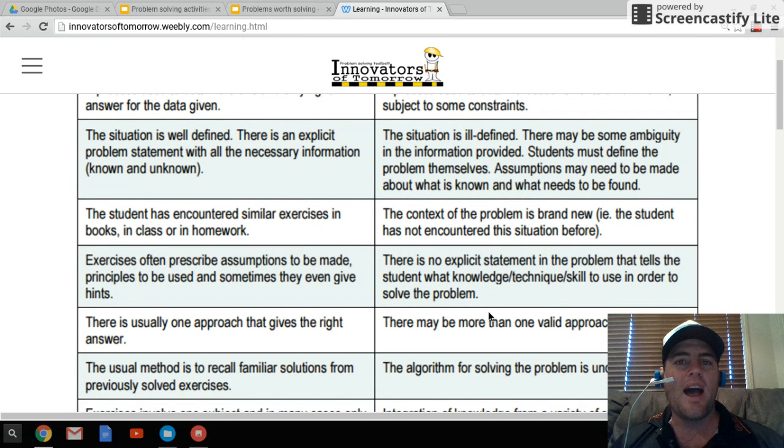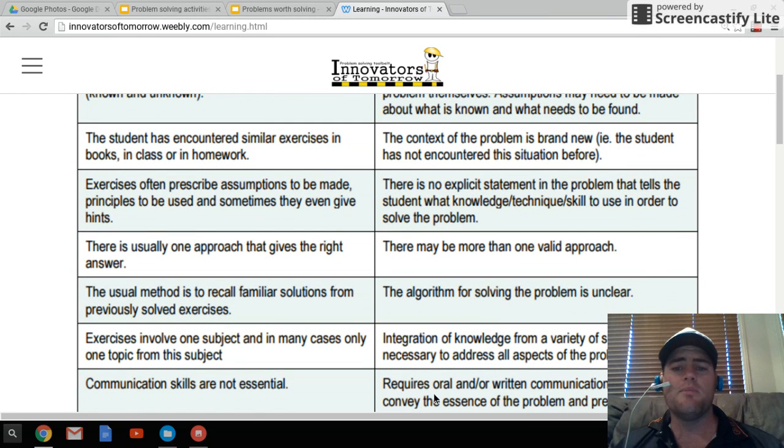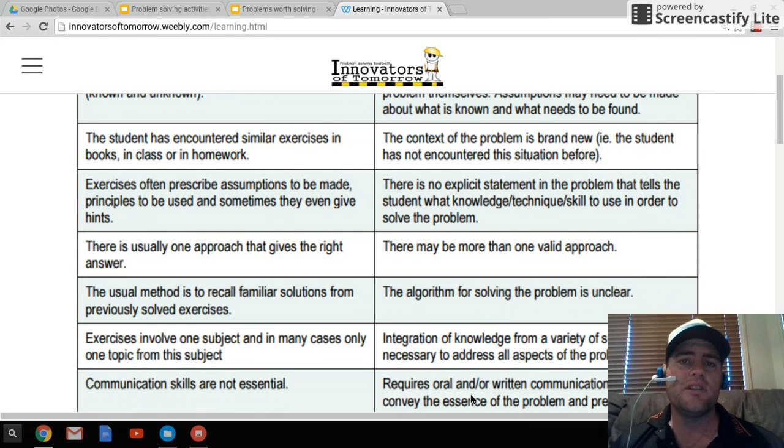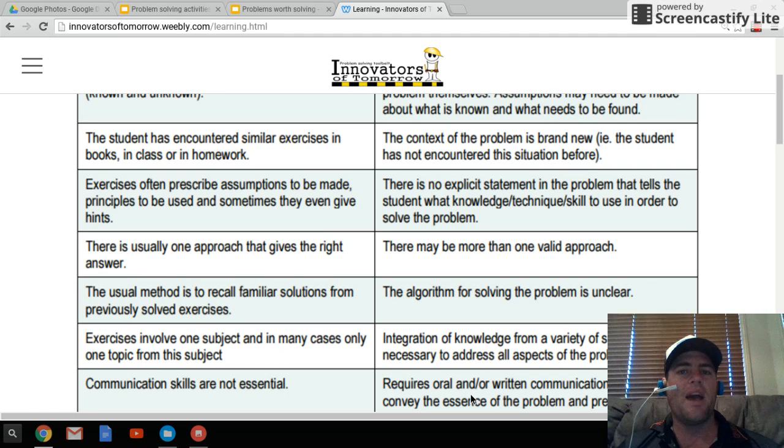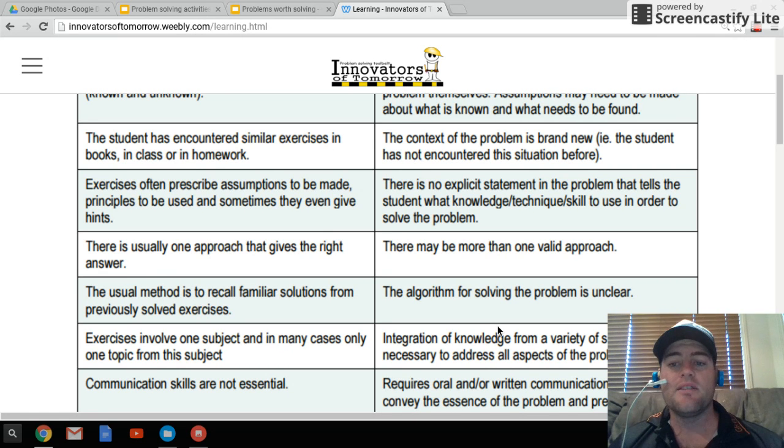And with problem solving, algorithms are just a way to help their reasoning for the answer. They're not the way to find the answer. And that all leads to more oral and written communication for the students in order to argue with others and debate with others that their answer is the best answer.